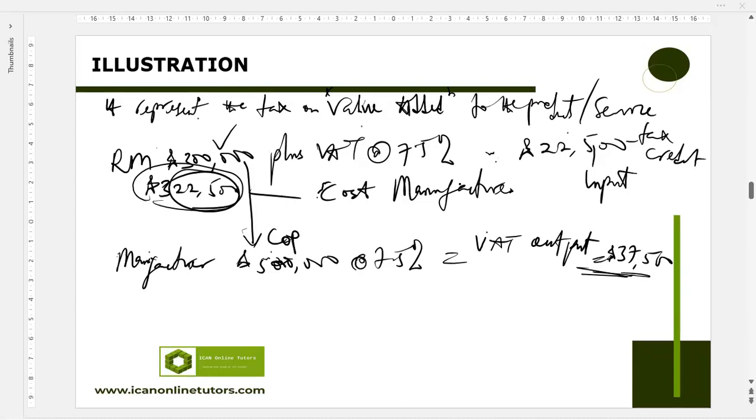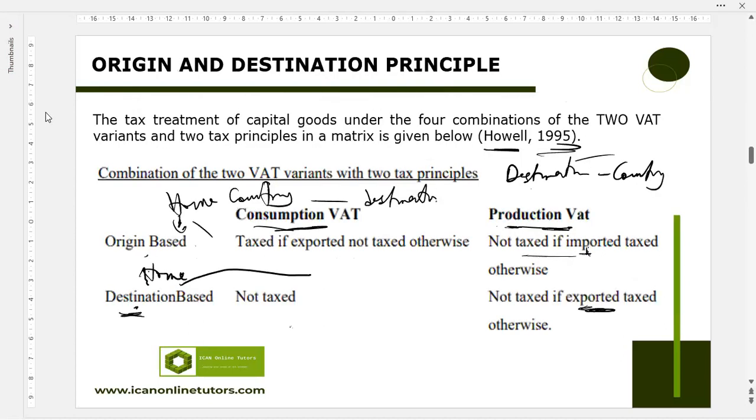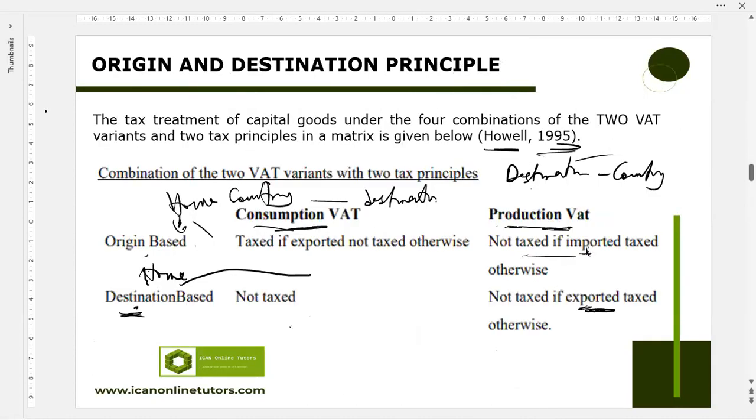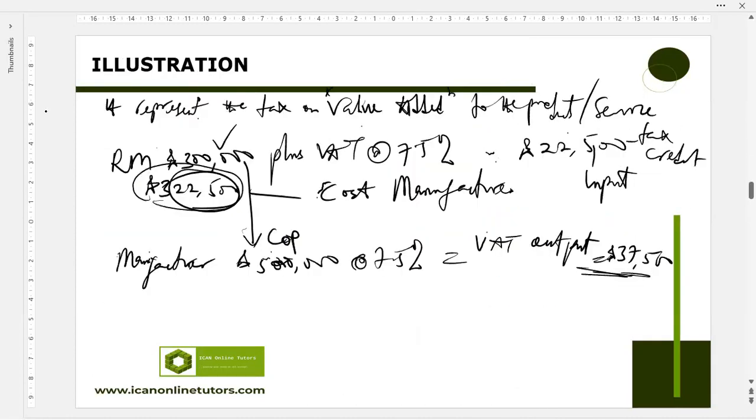Okay, so the manufacturer pays 15,000 naira. Remember, I said earlier that it is your output VAT less your input VAT. You've forgotten input VAT? Remember the illustration under the tax credit or invoice method. Going by the invoice he received of 22,500 VAT inclusive, the VAT amount has been determined to be 22,500.